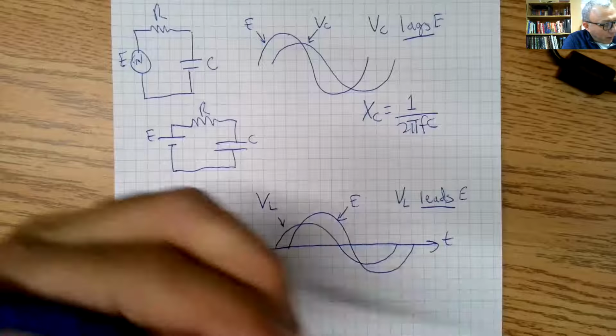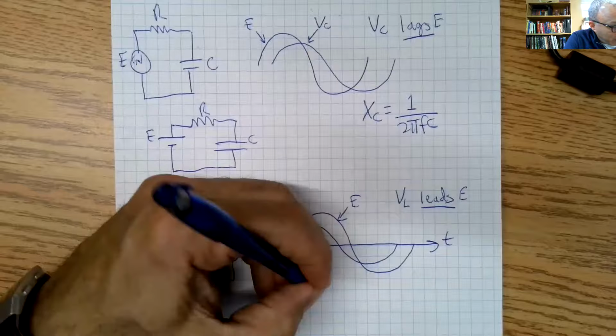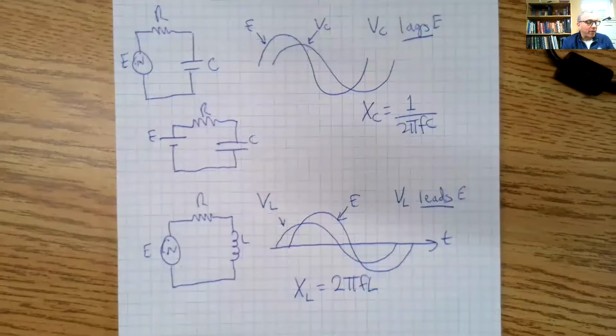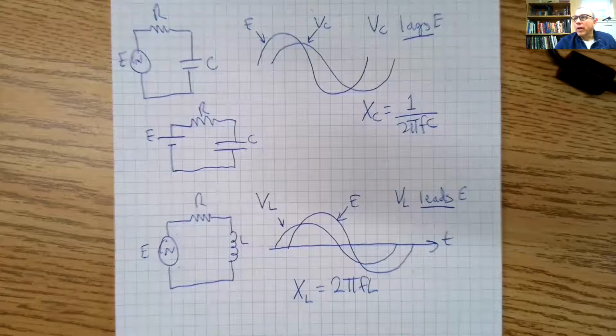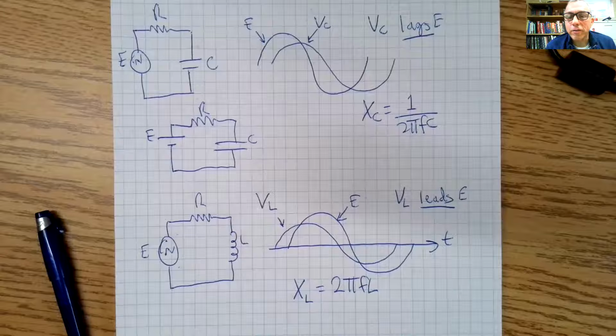And we are going to calculate XL, which is inductive reactance, by 2 pi FL: 2 times pi times the frequency times the inductance. So let's do an example, and then we're going to show you in Multisim how that works. And lab 5 is going to include inductive reactance in it. All right, so moving right along.